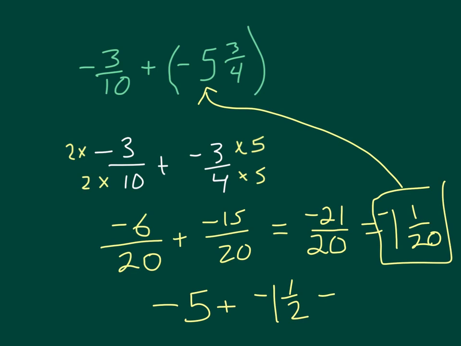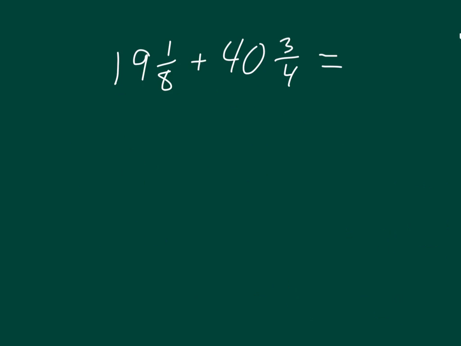So now I just add the whole numbers. Negative 5 plus a negative 1 gives me negative 6. Oops, I just realized I didn't put a 0 in there for 20th. And my fraction is 1/20. So I have negative 6 and 1/20.